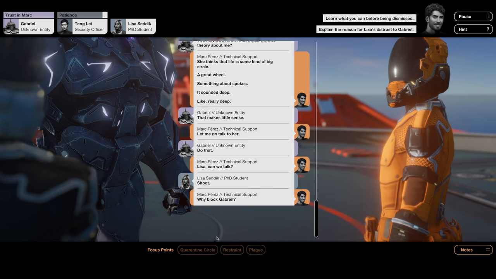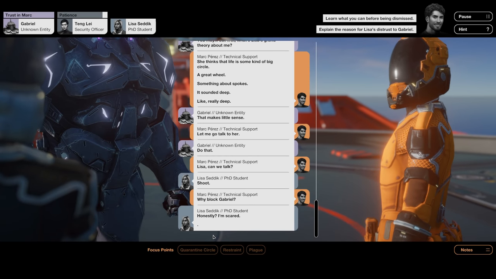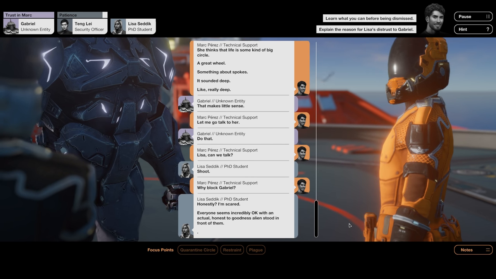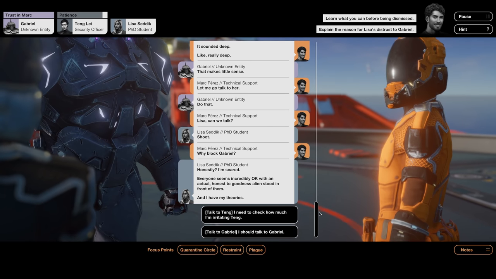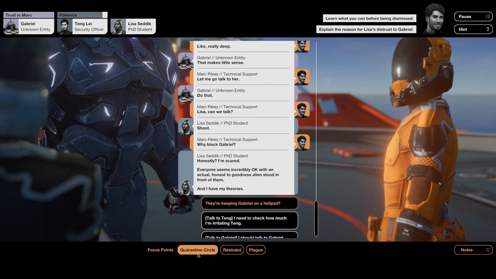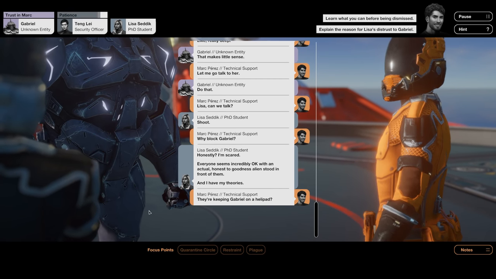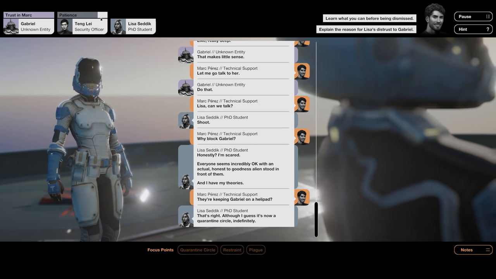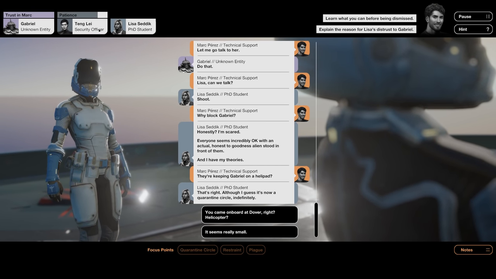Why block Gabriel? Honestly? I'm scared. Everyone seems incredibly okay with an actual honest-to-goodness alien stood in front of them. And I have my theories. They're keeping Gabriel on a helipad? That's right. Although I guess it's now a quarantine circle, indefinitely.